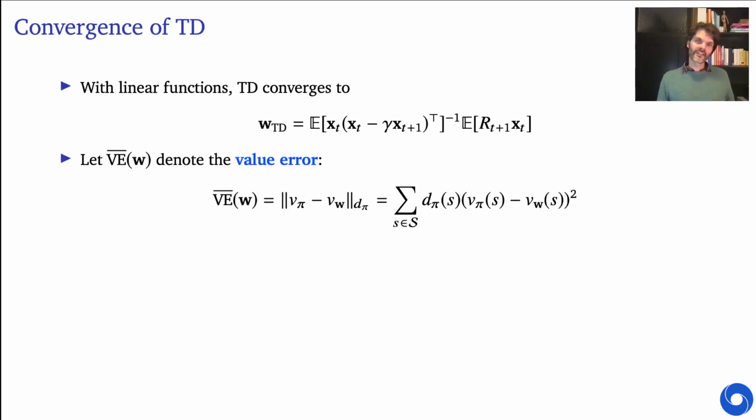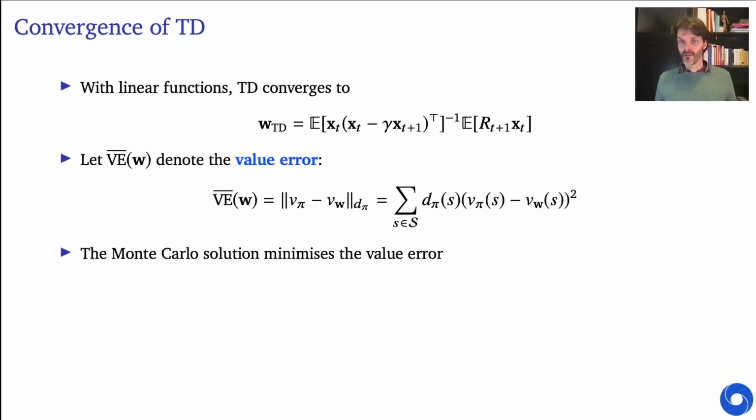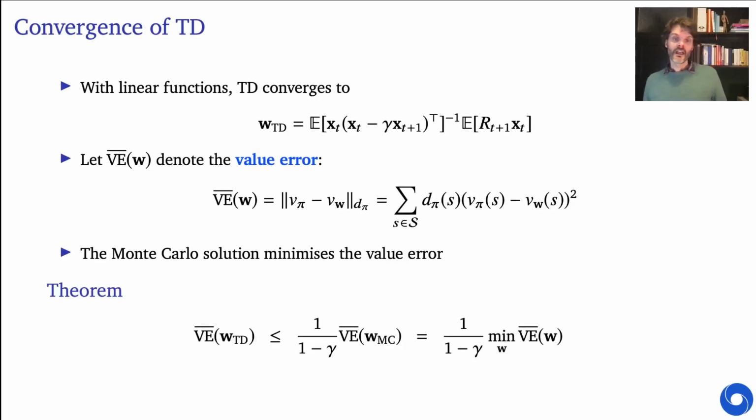And we can characterize that a little bit further by considering the true value error, which is defined as the difference between the true value and our current estimate, weighted according to this distribution over states, where here we use d_pi to denote that this distribution depends on our policy. Monte Carlo actually minimizes this value error completely, but TD doesn't. But we can say something about where TD ends up. The true value error of TD is bounded in the following way: it's smaller or equal to 1 divided by 1 minus gamma times the value error of Monte Carlo, which is equal to the minimum value error that you can get.